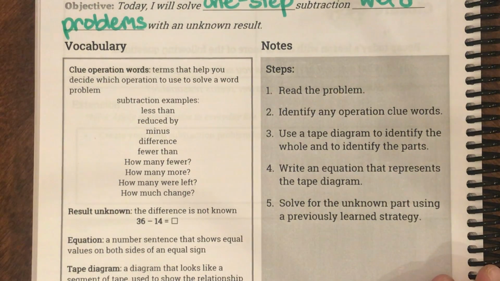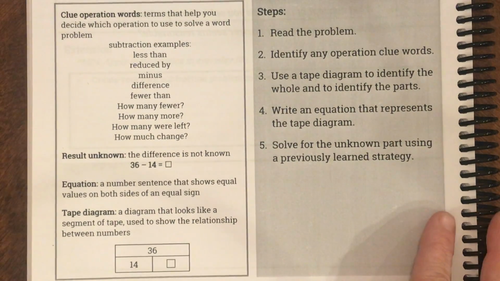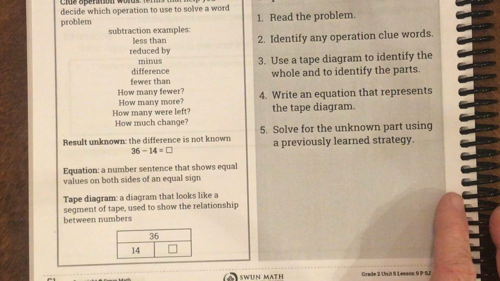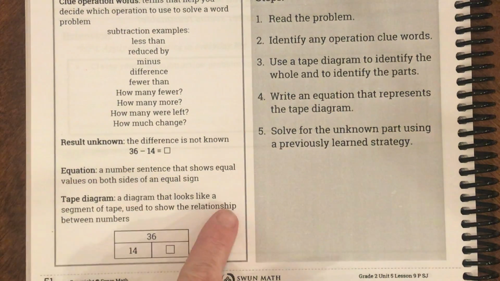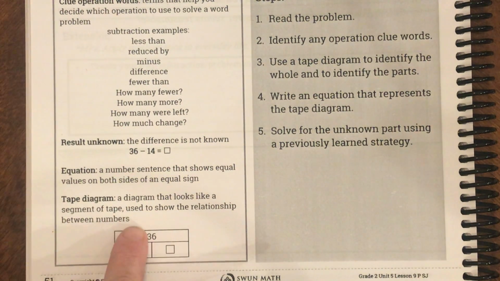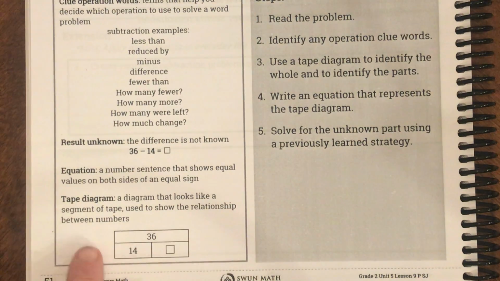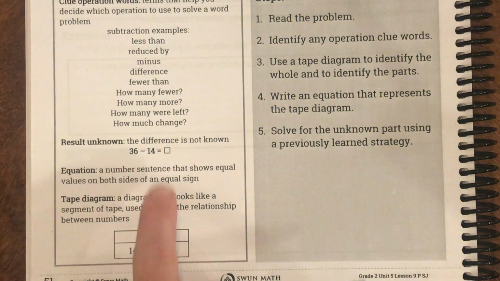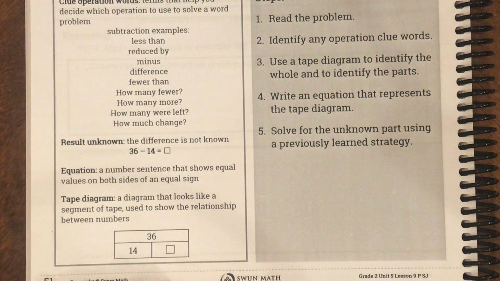Okay, and then this is something that we haven't had this unit, a tape diagram. A tape diagram is a diagram that looks like a segment of tape used to show the relationship between numbers. So here we have an unknown. They haven't solved for this. When you were in first grade, you did something like this called number bonds. So this is similar to this. This would be our unknown. So these two numbers will equal the top number.